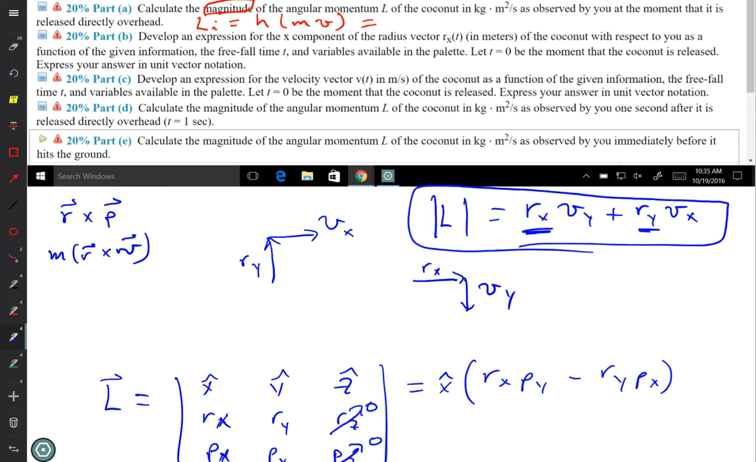And so this is where you're going to use what we learned a long time ago in kinematics about independence of motion. In the vertical direction, it starts at a speed of 0 and drops under the influence of gravity. In the horizontal direction, it has no acceleration, so it's just a constant speed for the horizontal.